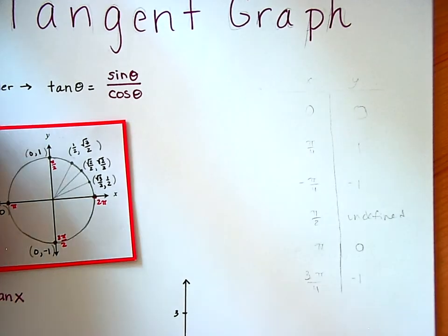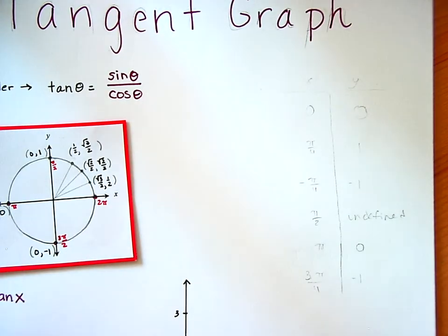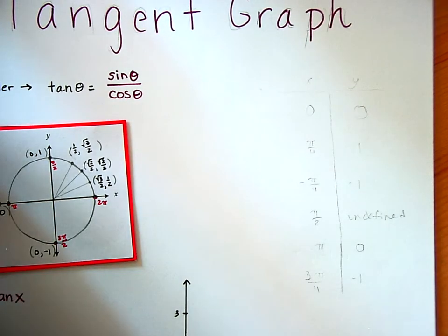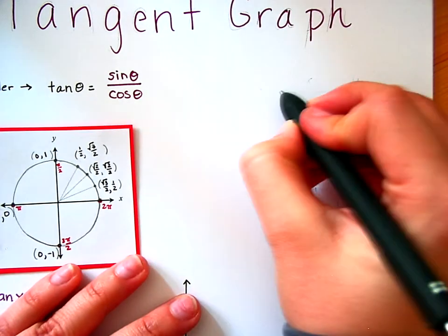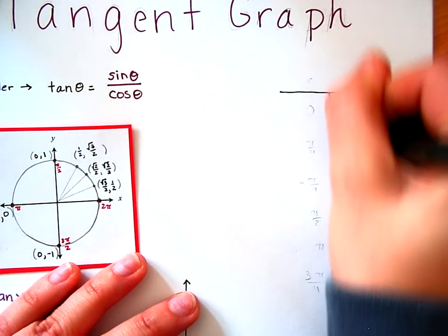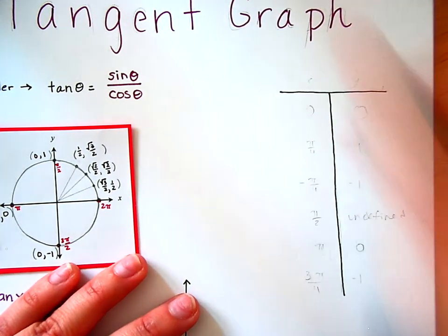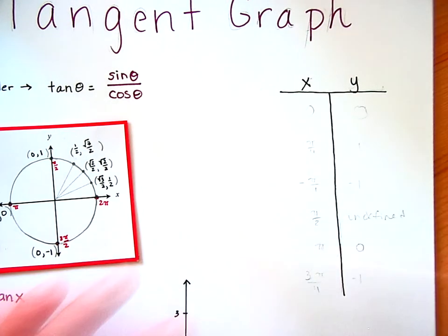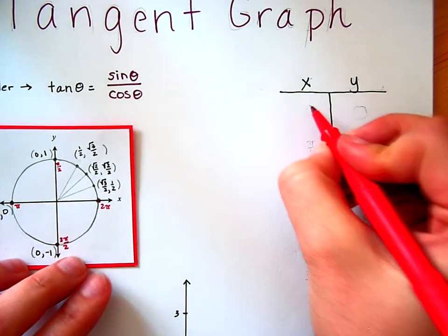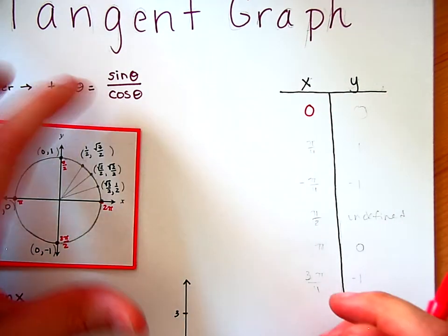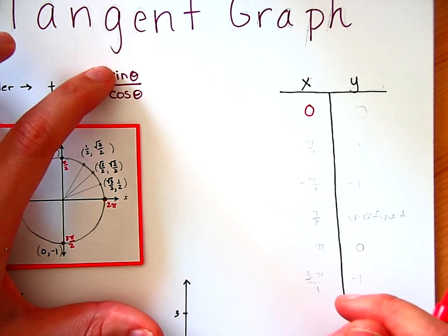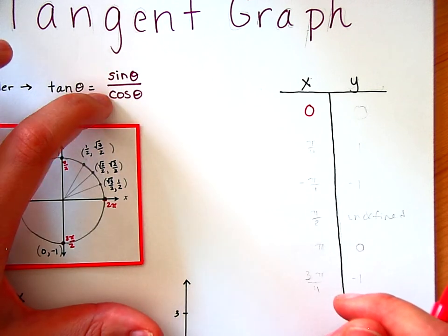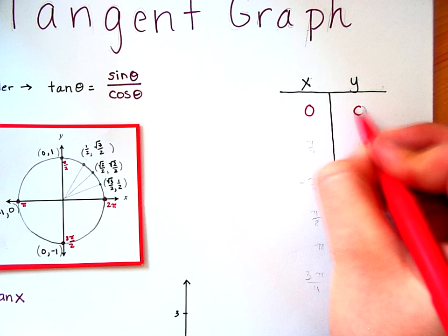Okay, so let's get our table of values first so that we can graph them and see what our tangent graph looks like. Okay, let me change up my color. So for our table, let's get our input-output table drawn, so I can input some x values and get some y values out. And let's start with a really easy one. If I input 0, well, sine of 0 is 0, and then cosine is 1. So 0 divided by 1 is just 0. So 0, 0.